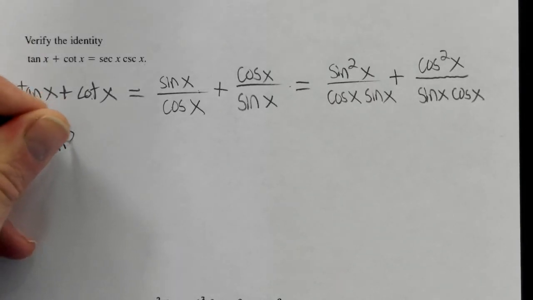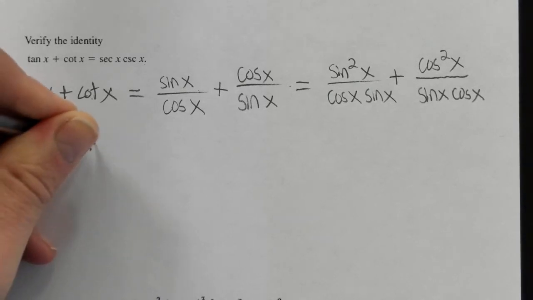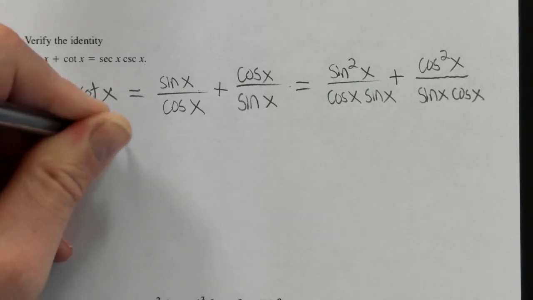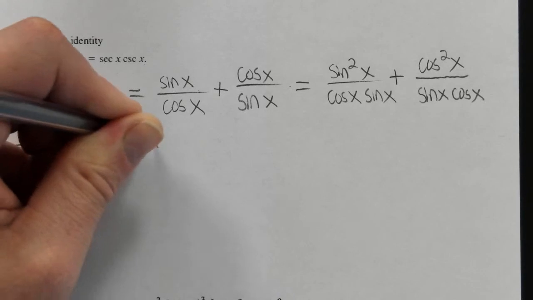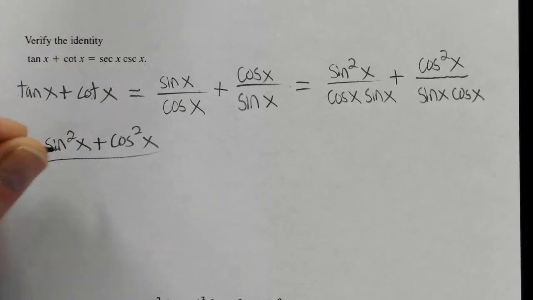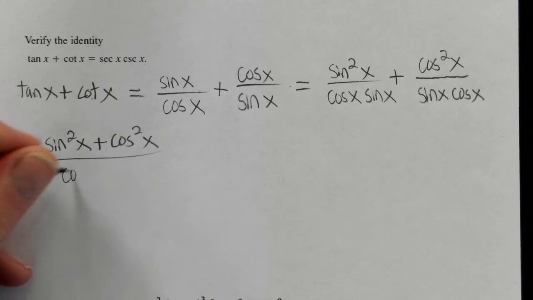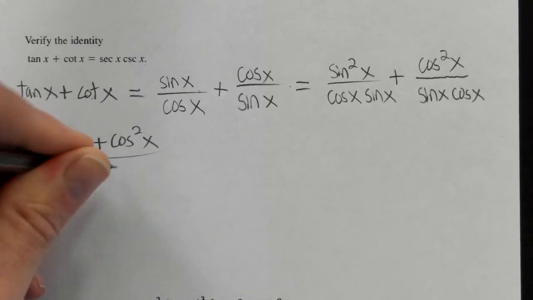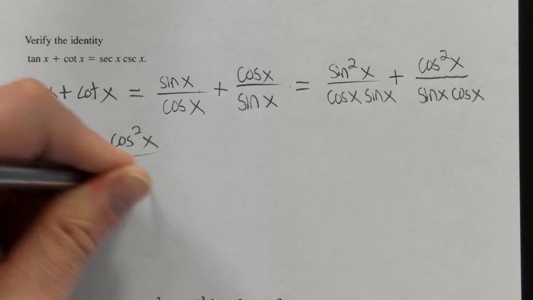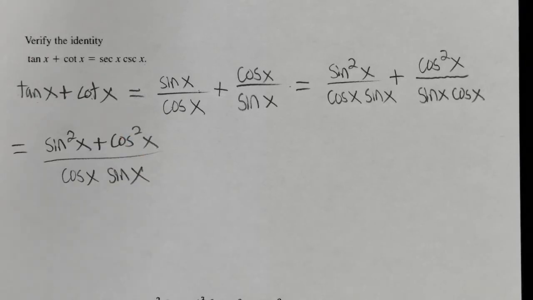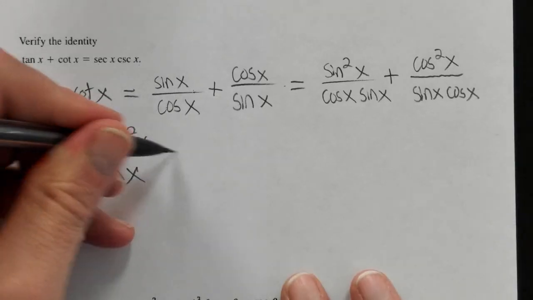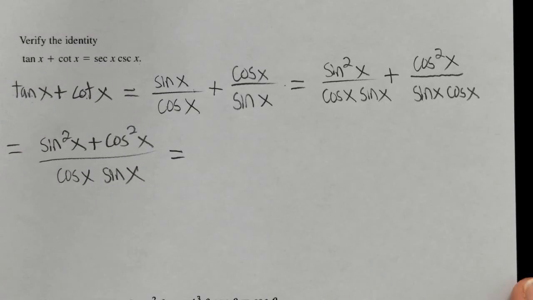Sine squared x plus cosine squared x over, let's see, cosine x sine x. So I've got my common denominator, and I have now created one fraction out of this. Now, here's how this helps me.